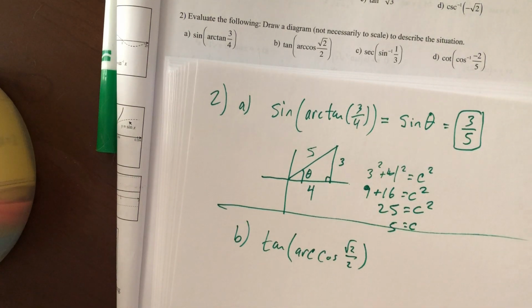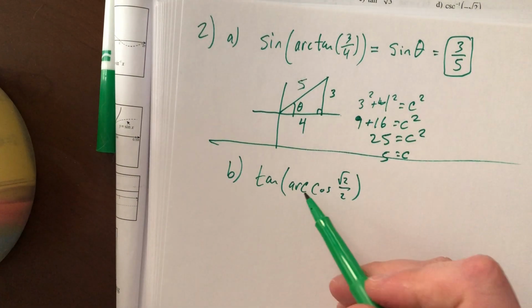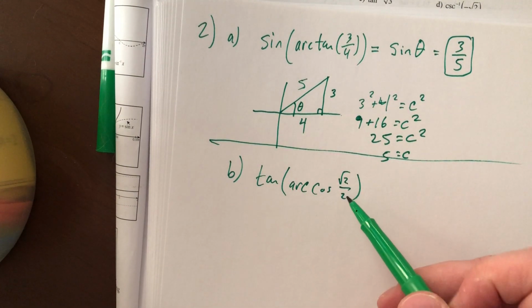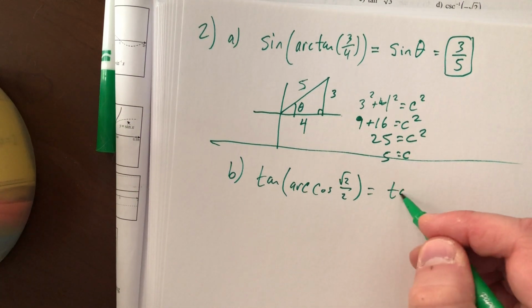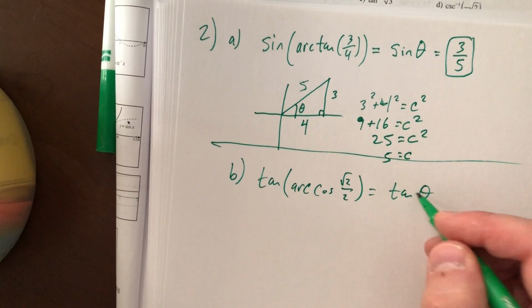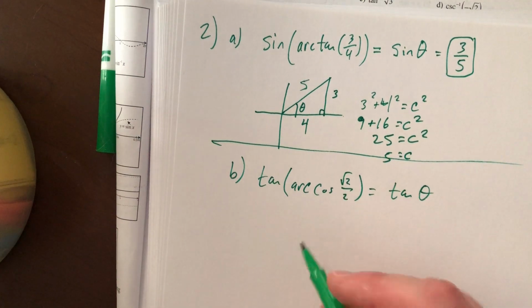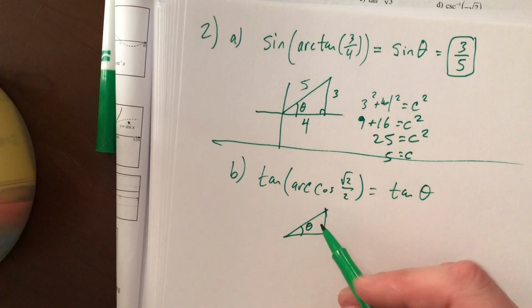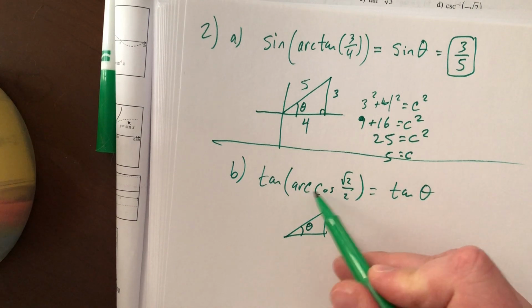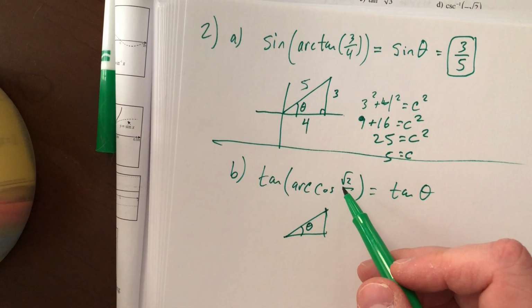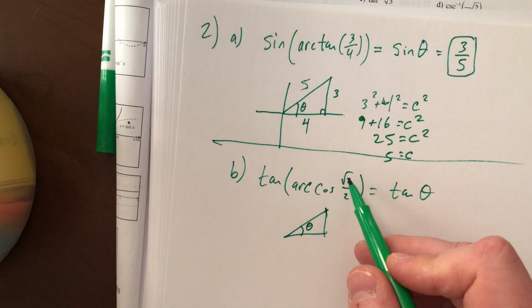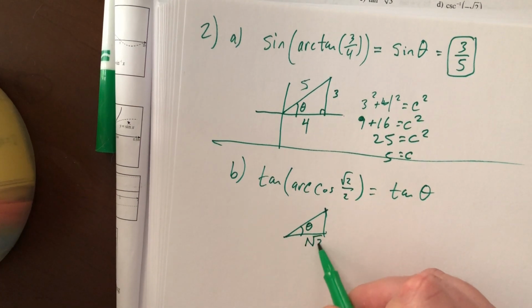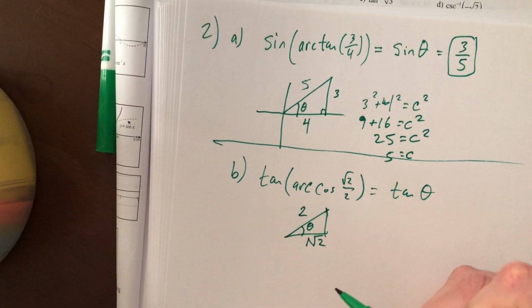So let's think about this one. Arc cosine of root 2 over 2. And I'm going to be taking the tangent of said angle. The cool thing is I don't have to know this. I just have to go, okay, let me draw my triangle. Call this theta. Root 2 over 2, cosine is adjacent over hypotenuse. So there's my adjacent, there's my hypotenuse.